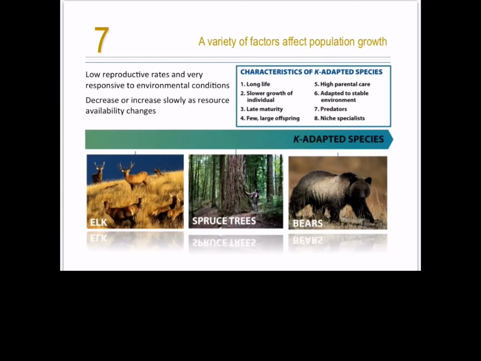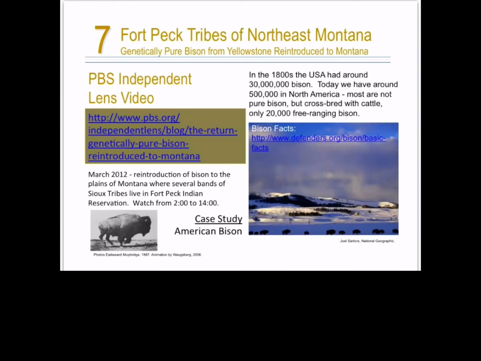One of the big organisms living in the park is the bison. In the early 1800s, the United States had an estimated 30 million bison roaming the West. Today we have less than 500,000. Most of these actually are not pure bison, but have been crossbred with other cattle for beef, and it's estimated that only about 20,000 free-ranging bison still live today. These are the bison in Yellowstone Park. This is near the Teton Mountains.